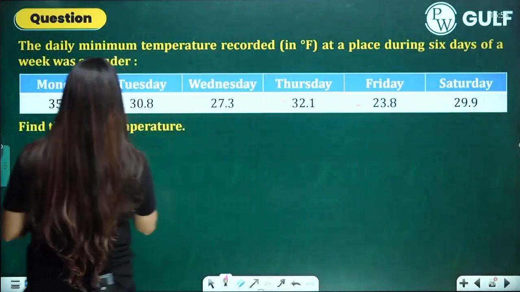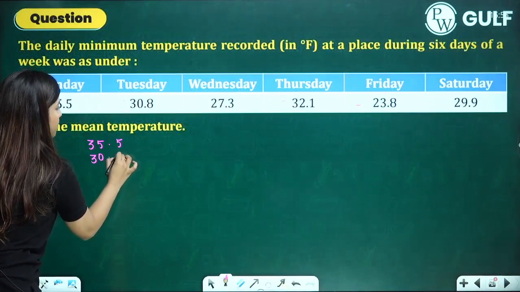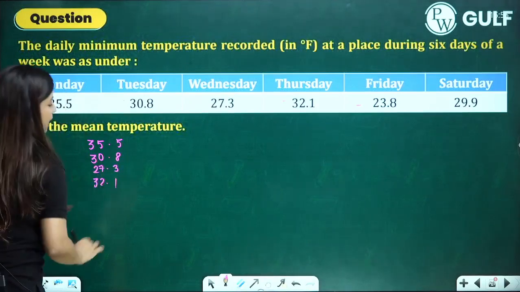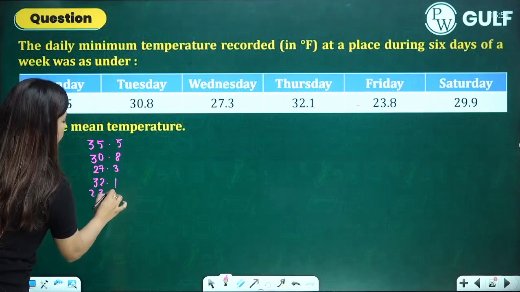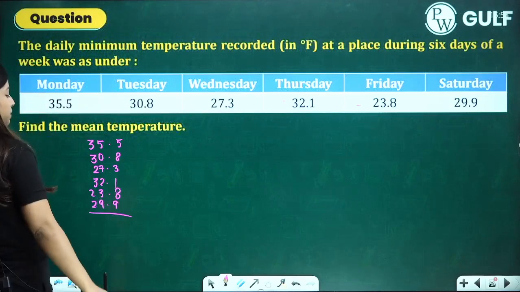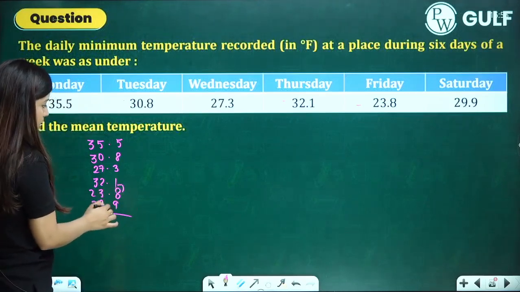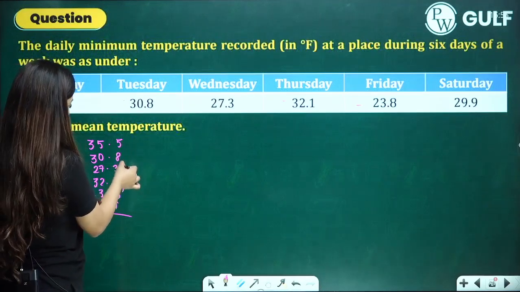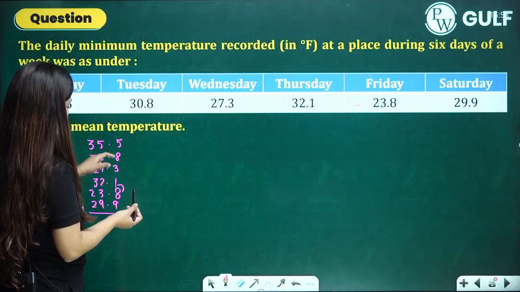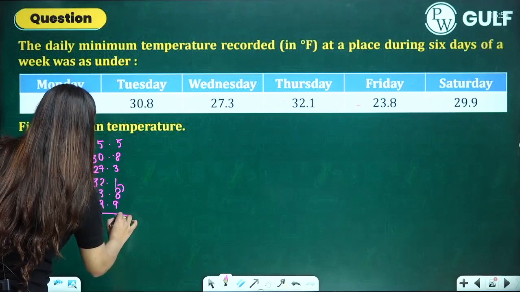First of all, the sum of observations, that is 35.5, 30.8, 27.3, 32.1, then we have 23.8 and 29.9. So what will we get? See, 9 and 9, 18. Then we have 18 and 3, that means we have 21. 21 and 8 we have 29. 29 and 5 we have 34.